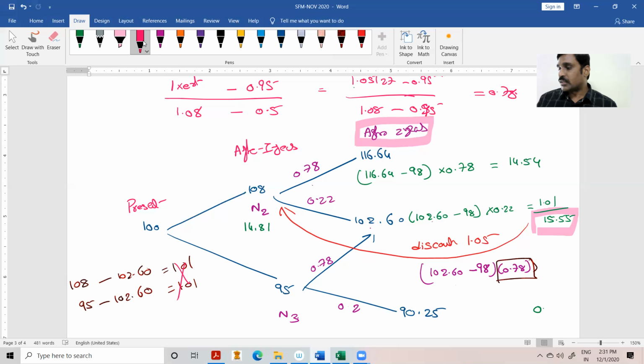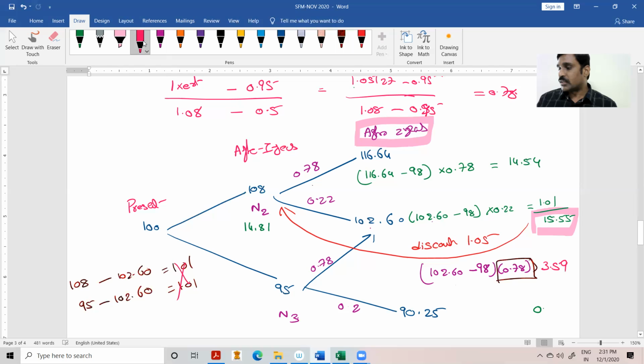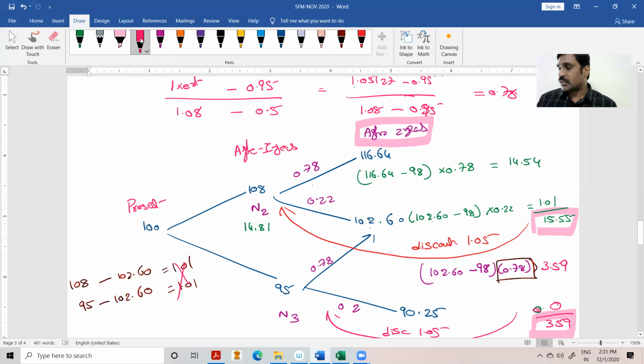So 102.6 minus 98 into 0.78, we will get 3.59, and this will be 0, because the option is not exercised. So this 3.59 I am getting at N3 after 2 years. If I want the value at N3, I should discount it for 1 year. Discounting 3.59 by 1.05, I'll get 3.42. So the value at node 3 will be 3.42.